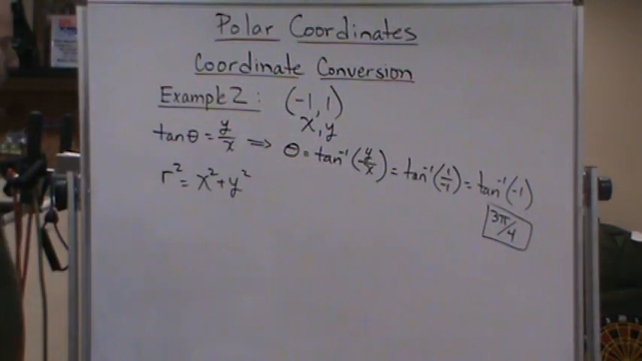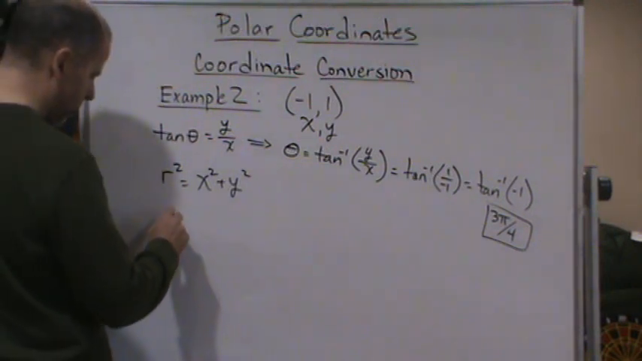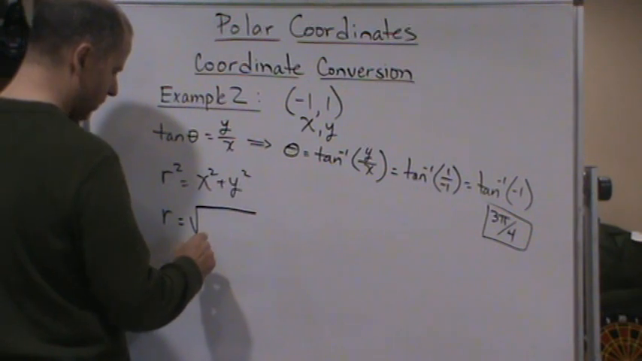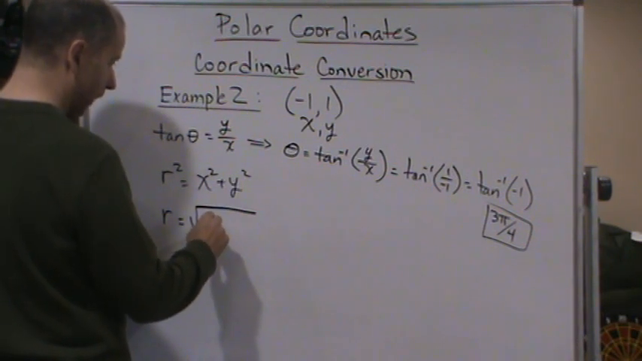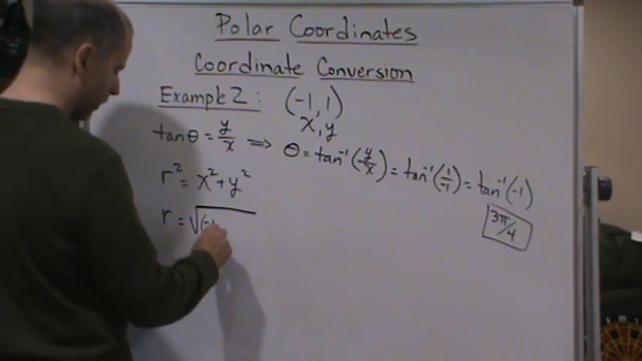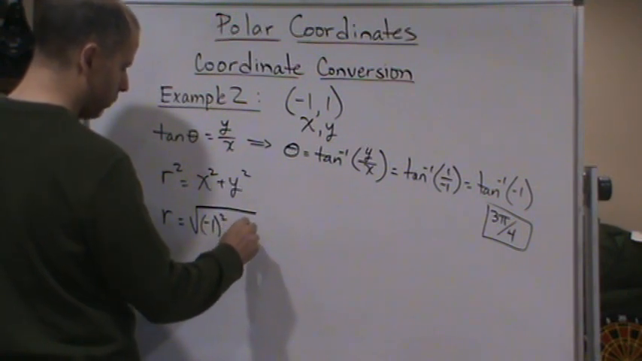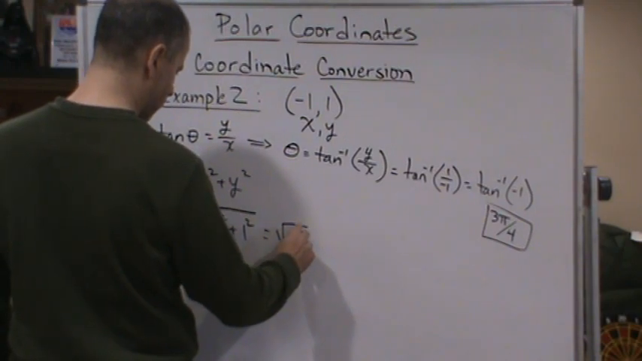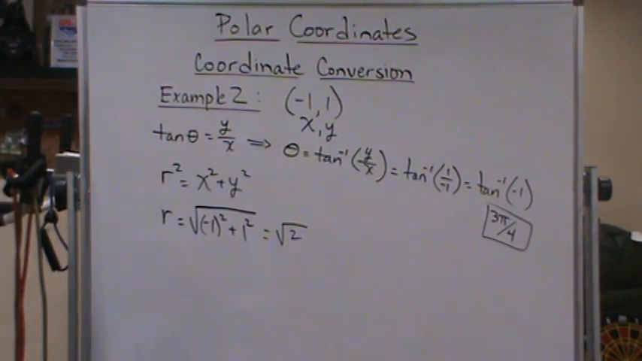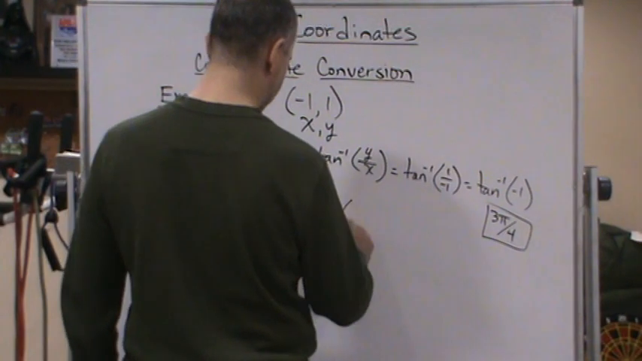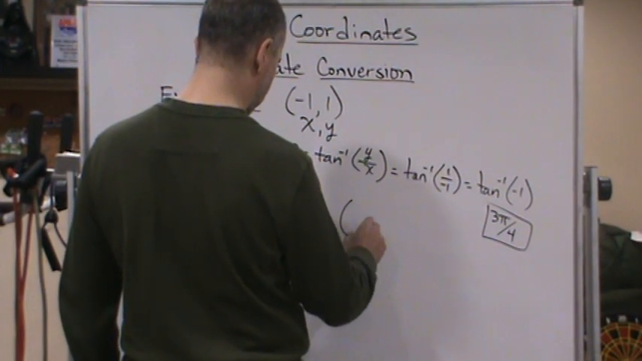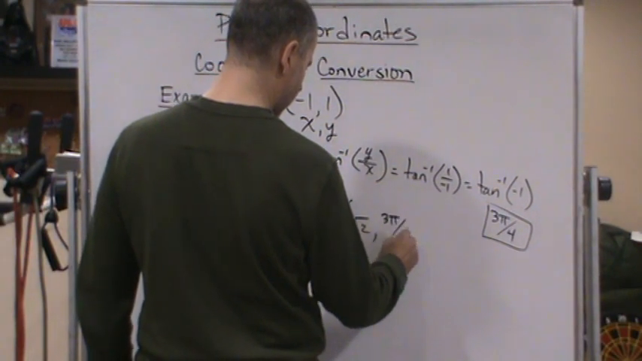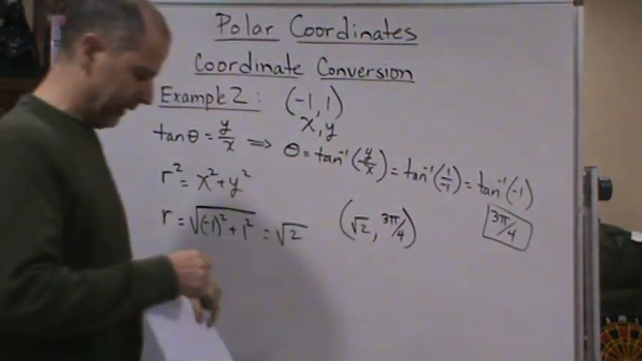Now, let's find r. So r is just going to equal the square root of the sum of these squares. So it's going to be negative 1 quantity squared plus 1 squared, which is just going to equal the square root of 2. And so our final answer for polar form, our polar coordinates, is going to be the square root of 2, comma, 3 pi over 4, and we're done.